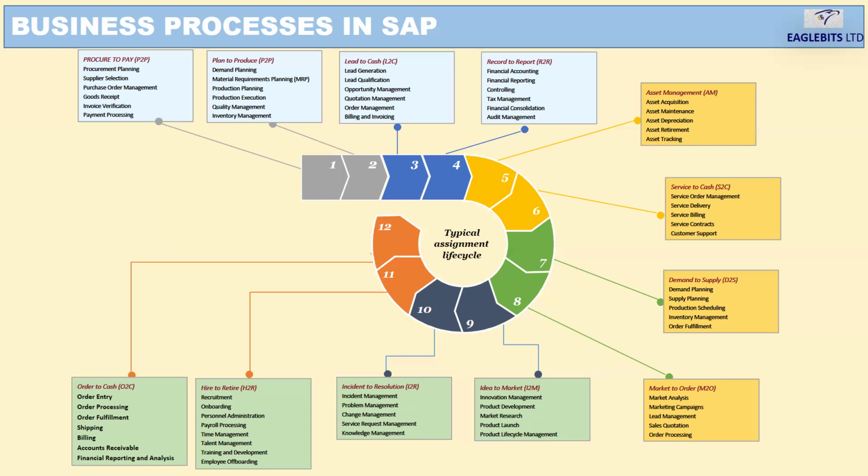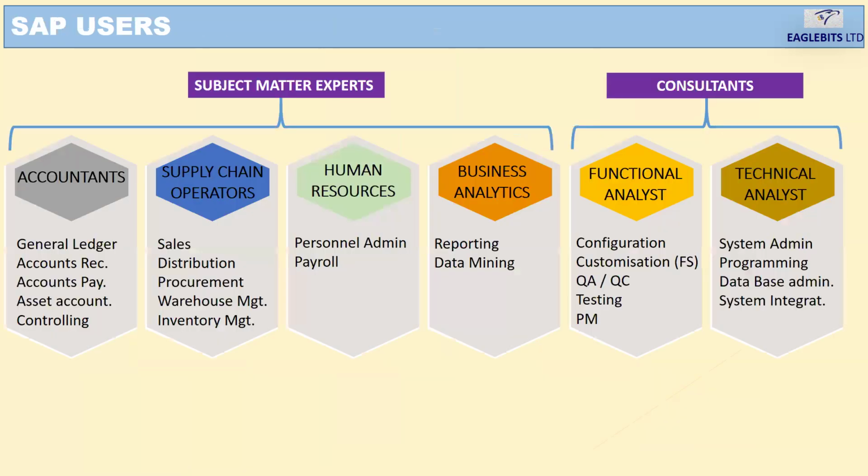So as I said earlier, SAP has several business processes which can cater for any organization whatsoever. So it's a good software to implement, but there is the downside of the total cost of ownership. However, because of its robustness, the benefits rather outweigh the disadvantages. So these are the business processes in SAP.